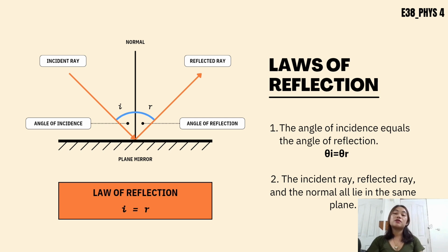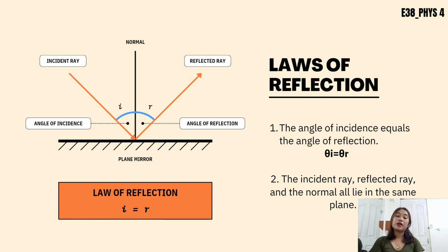The second one is that the rays and the normal lie in the same plane. The incident ray, the reflected ray, and the normal all exist in the same two-dimensional plane. Example, looking in a mirror.